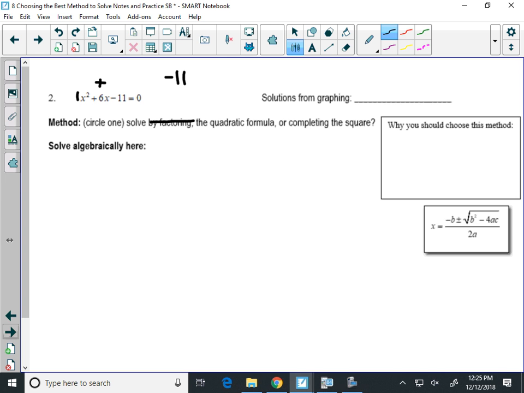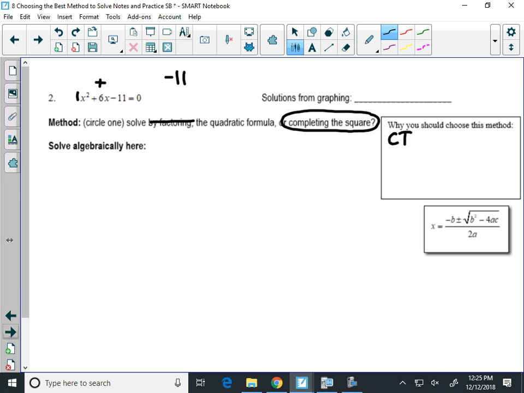You can, but I'm going to tell you which one to choose here. I'm going to suggest that you use completing the square on this one. You can always do quadratic formula. However, completing the square is going to be nicer here because of this fact. I'll tell you why, and then we'll solve it.